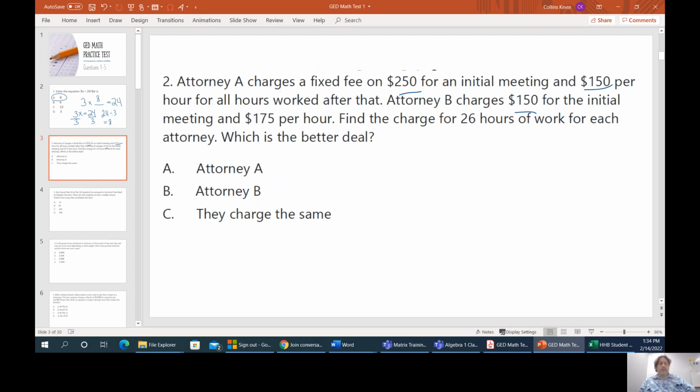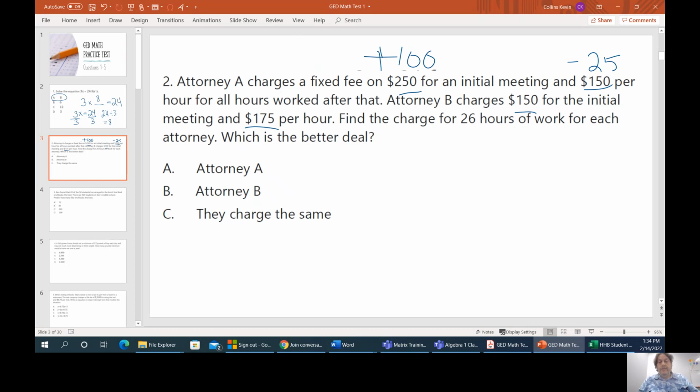Here's the thing: they're not actually asking you for a total, they just want to know which one's a better deal. So let's think of it this way. Attorney A charges $100 more to start, but he charges $25 less per hour than the other. So for every hour you hire the other guy, even though you saved $100 to start with, he starts gaining $25 for each hour he works.